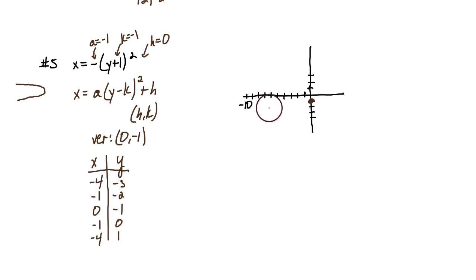Now let's graph those dots. So go to -4 and then down 3. Then -1, -2. 0, -1, I already located. -1, 0 is here. And left 4, up 1 is here. Here is the sideways parabola.